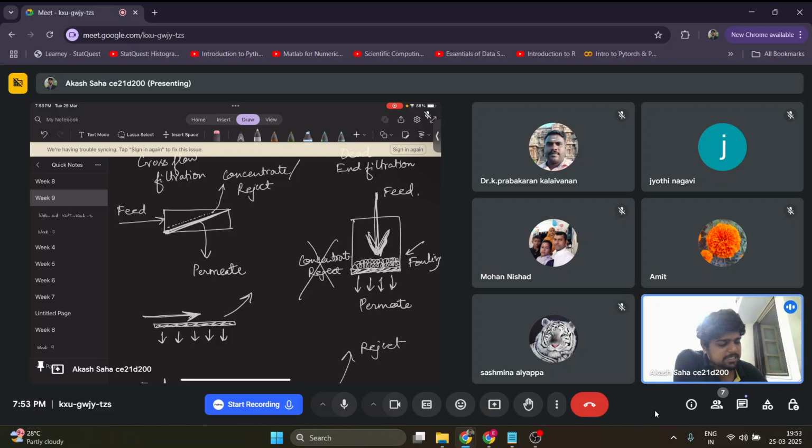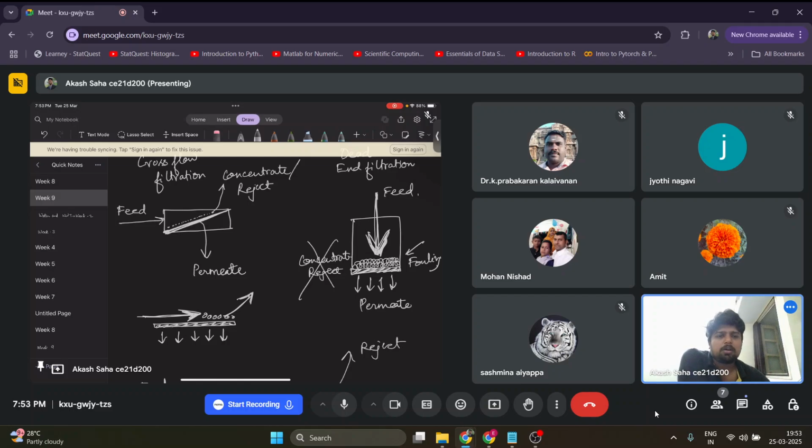Whereas in cross flow, since it is going parallelly, the fouling or the settling of particles or the accumulation of particles over the membrane will be lesser. But in cross flow design, water consumption is more. Water consumption will be more definitely. But in cross flow filtration, the energy requirement will also be lesser.